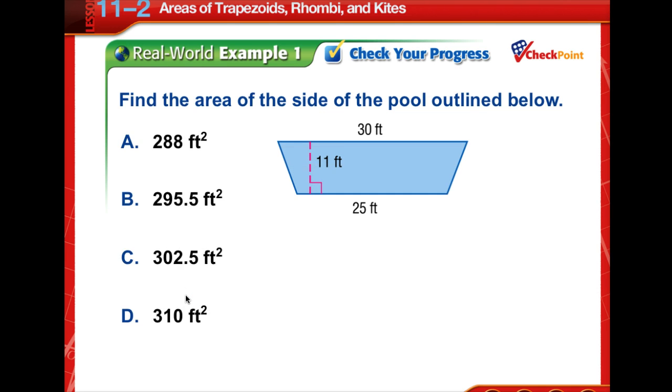Okay, time for you to check your progress. Pause the video, work the problem, then come back and check your answer. If you took 1/2 of 11 times 30 plus 25, you'll get 302 5/10.